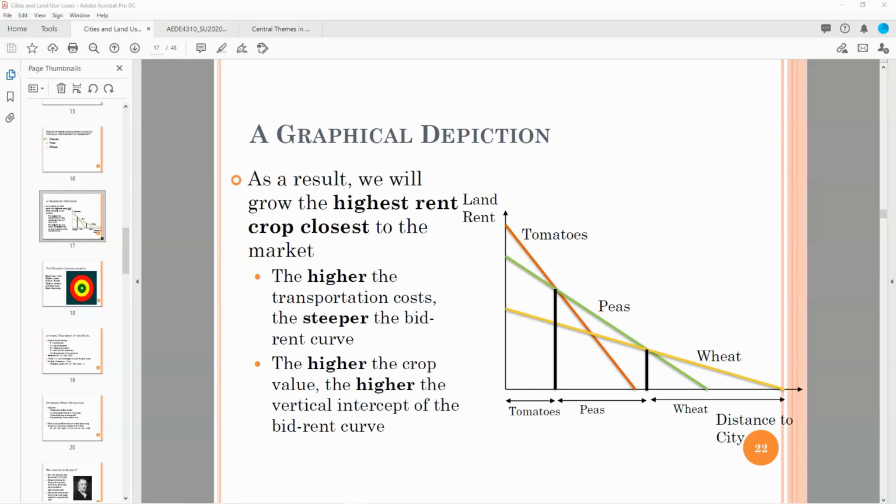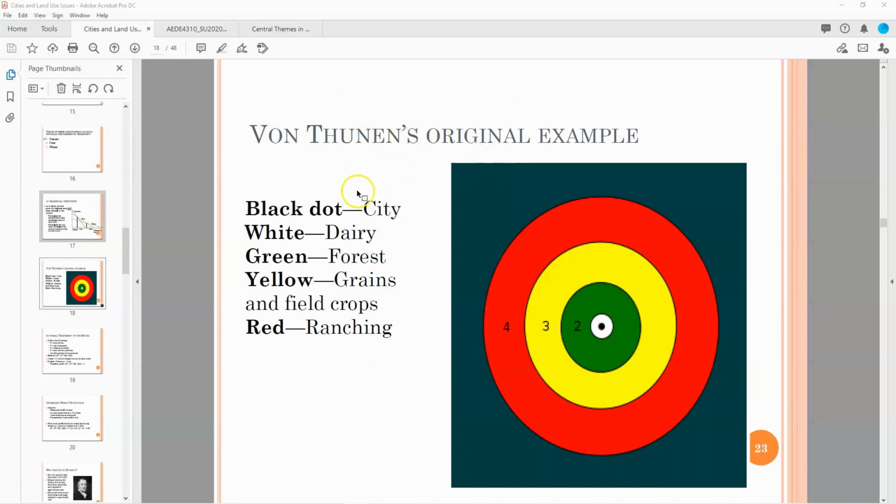Also, by comparing the transportation cost and the market price for peas and wheat, we can plot their bid rent curves respectively on those graphs. The green one represents the peas bid rent curve, and the yellow one represents the wheat bid rent curve. And here is one original example. The black dot in the middle represents our city, and the inner circle represents dairy production, and the green one represents our forest. The yellow one represents greens and field crops. The outside one, the red one, represents the ranching area.